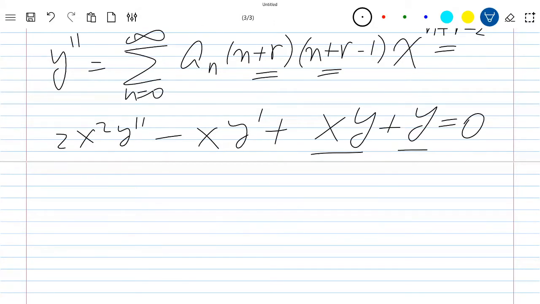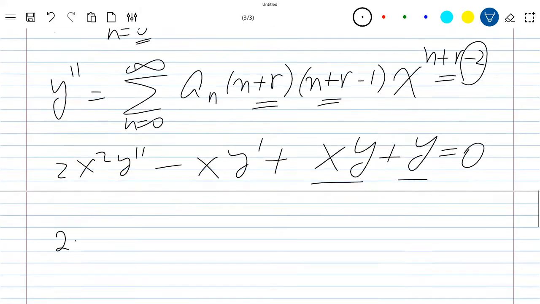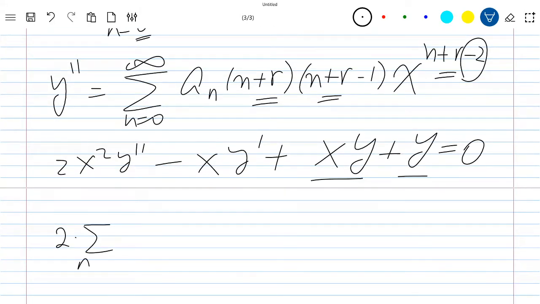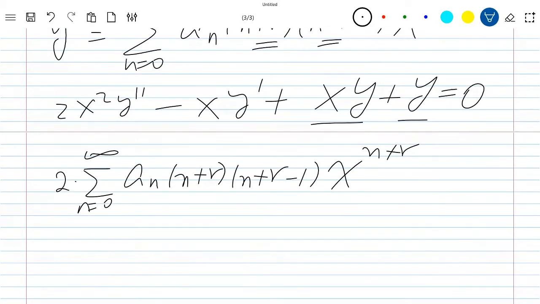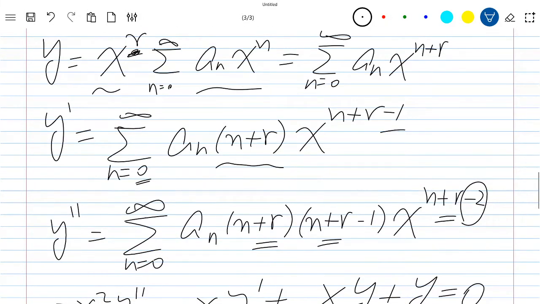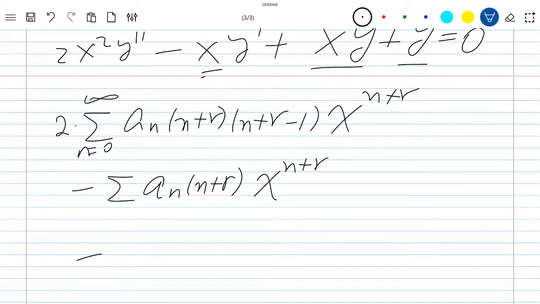So the first one, 2 times x squared times y double prime. You see this? If you plus 2, it's cancelled. So you get an n plus r minus 1 x to the n plus r. Great, no shift is needed. Then the next one is an n plus r x to the n plus r. Remember there's minus 1, and now you have this plus 1, so it's cancelled again. Right, no shift is needed.